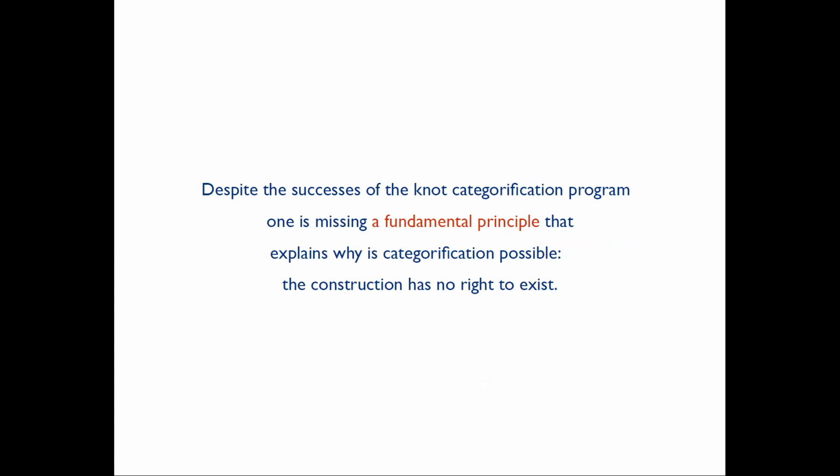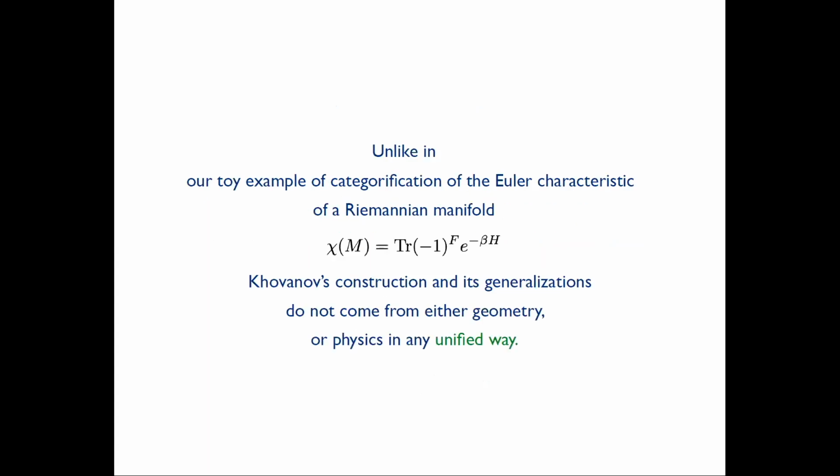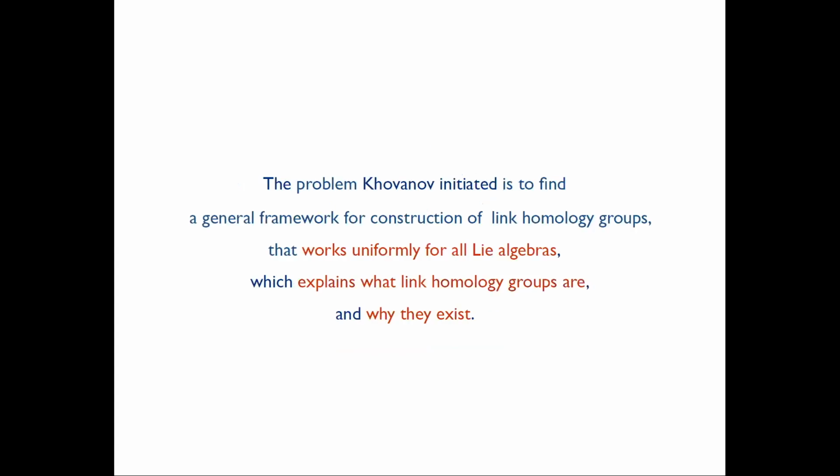They say that there's a deeper structure in Chern-Simons theory. However, the way they come out of mathematics, you're missing a fundamental principle which explains why such a thing is possible. It really doesn't have any right to exist. Because unlike in our toy example of categorification of the Euler characteristic of a Riemannian manifold, Khovanov's construction and its generalizations don't come from geometry or physics, certainly not in any unified way. There are connections to both geometry and physics, but not in a completely unified way. So the problem Khovanov initiated is to find a general framework for construction of link homology groups that works uniformly for all Lie algebras, that explains what link homology groups are and why they exist.